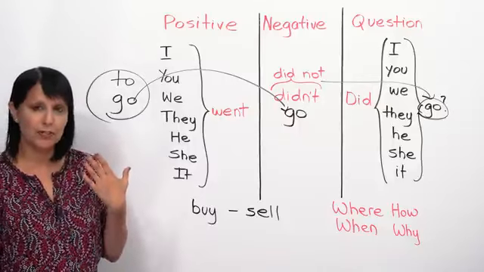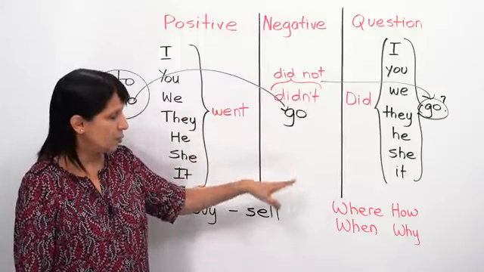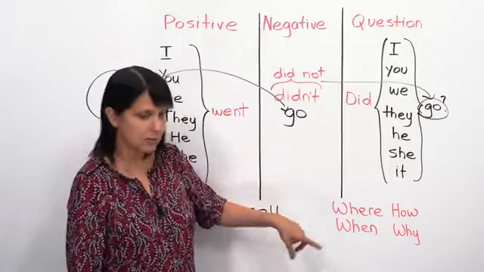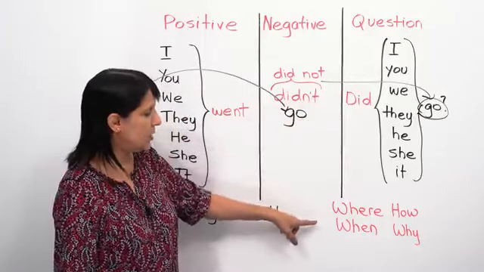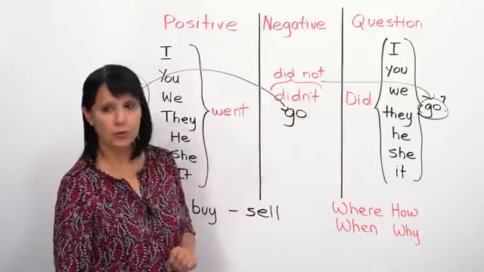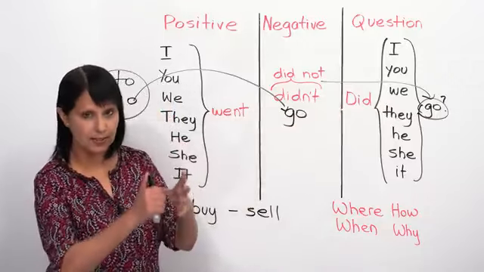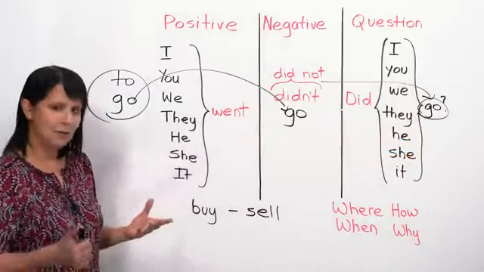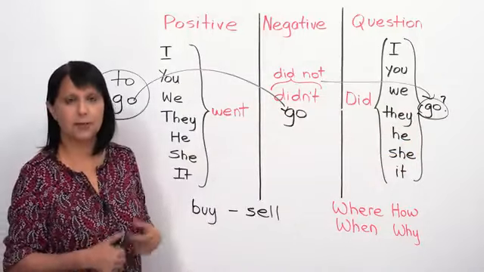Okay? But otherwise, it's really the same thing. So once you've learned it for regular verbs, you can apply the same rules to work on these verbs. Okay? And remember, the same style works here. So if you need to add a question word, where did you go? When did you go? How did you go? Why did you go? Right? We just put it just here before the did, but we have to keep this order. All right?